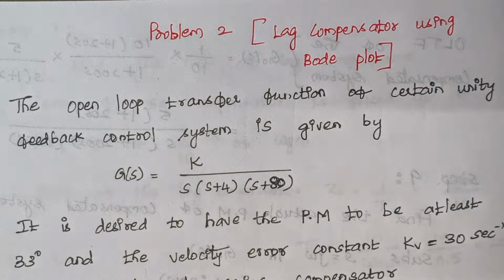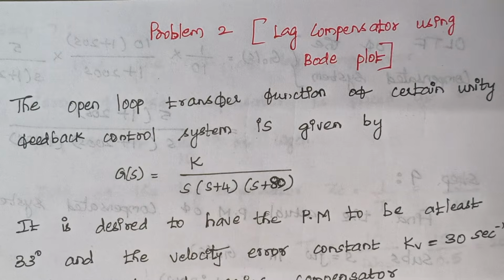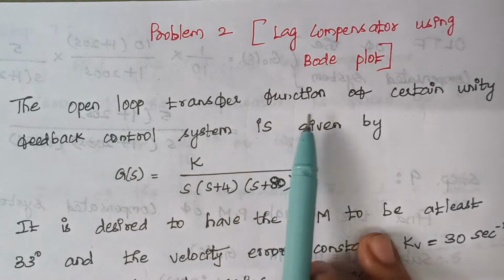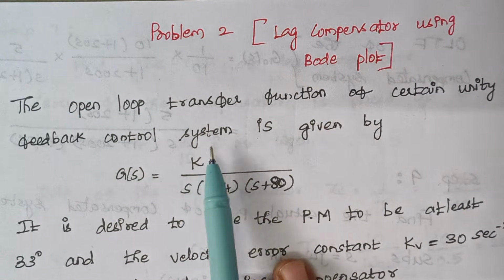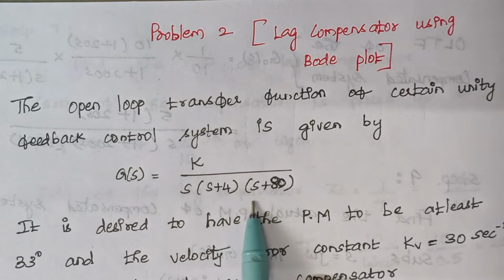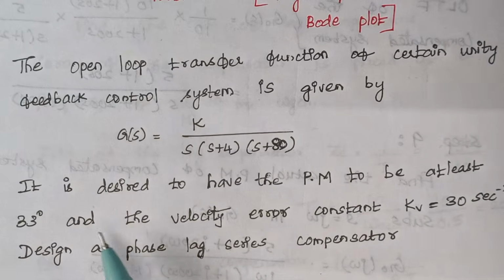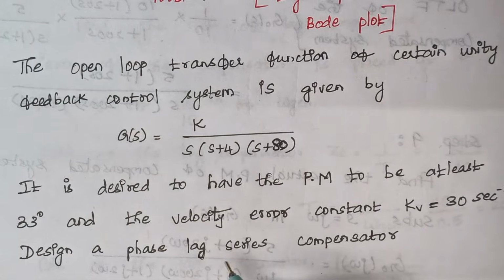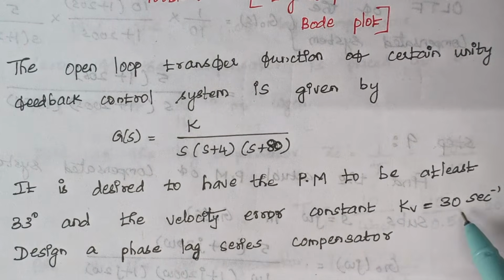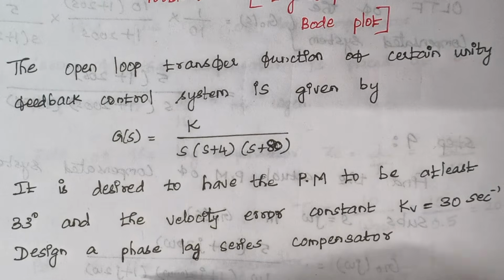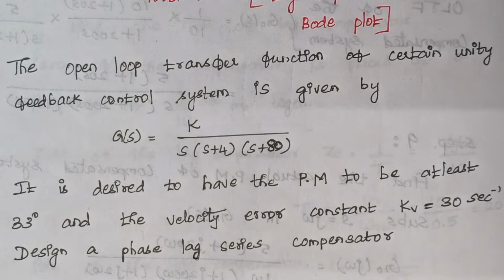Today we are going to solve problem number 2 under the topic lag compensator using Bode plot. The problem is: the open loop transfer function of a certain unity feedback control system is given by this expression. It is desired to have a phase margin of at least 33 degrees and the velocity error constant kV is 30 second inverse. Design a phase lag series compensator.